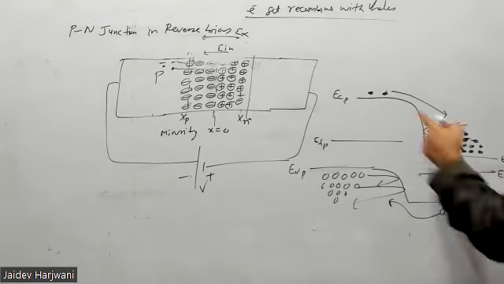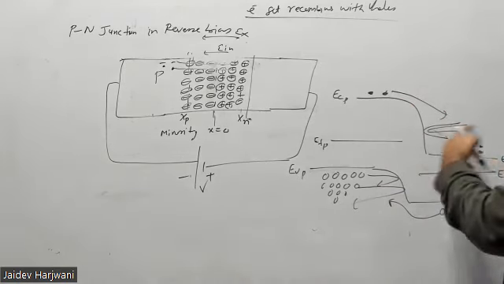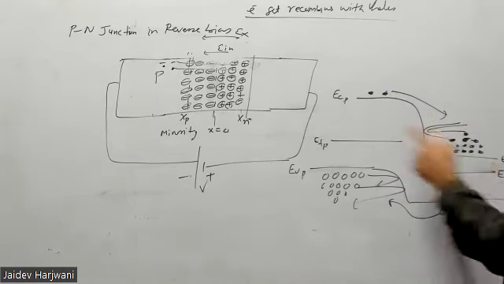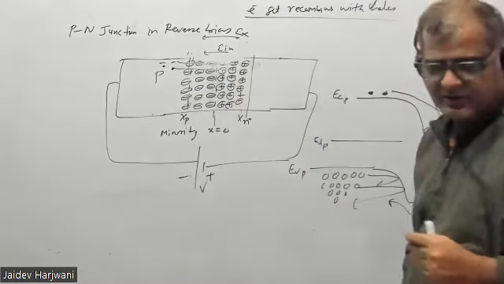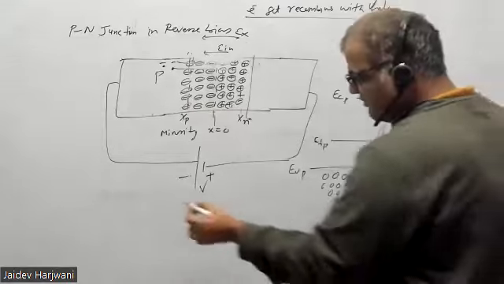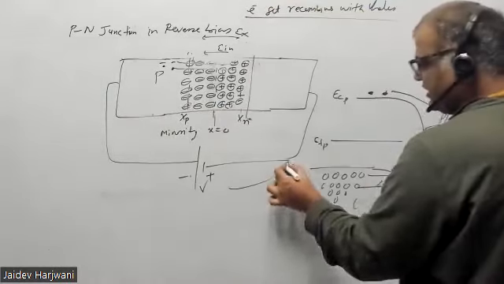Now this movement is possible, this movement is not possible, this movement is possible, and this movement is possible because of this drift. And this current is in the opposite direction. Earlier current was flowing like this, now current is flowing like this.